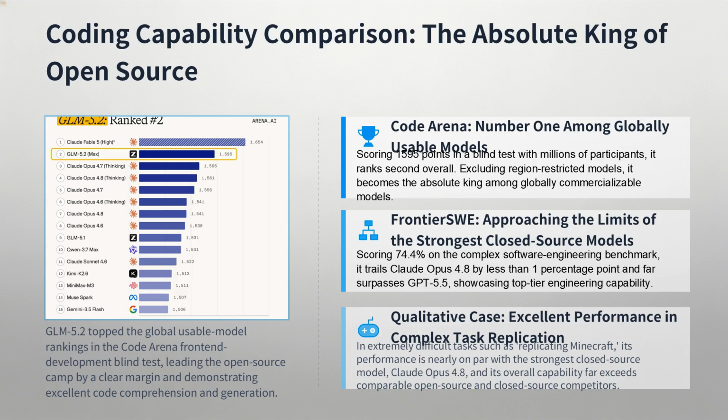If general capability is well-rounded development, then coding is GLM-5.2's trump card. In Code Arena, the global developers' duel of masters, GLM-5.2 ranks 2nd overall and is the number 1 among models that can be commercialized without barriers worldwide. In real coding tasks, its performance is on par with the strongest closed-source models, truly the coding king of the open-source realm.